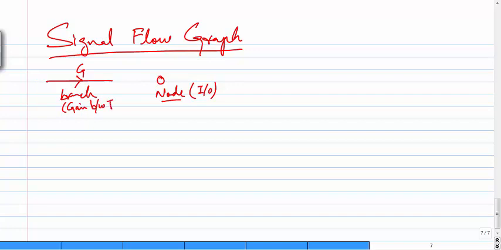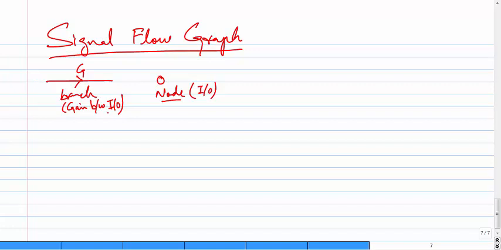Between input and output. Now, the idea is that we can add the gains coming to a branch, and we can calculate the gain.